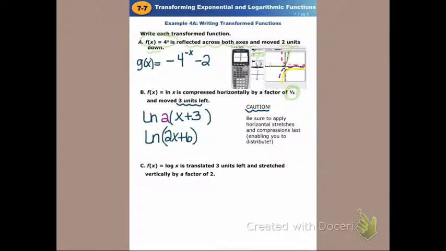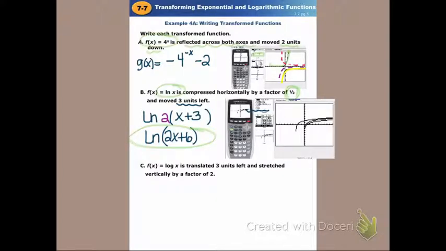And just to make sure that that did what it was supposed to do, which is compress it by 1/2 and move it 3 units to the left, let's take a look at what the graph would look like. So I'm going to graph the original, and I'm going to graph our new one, and we're going to see if it did what it was supposed to do. So on my graph, I showed the different layers. I showed the compression horizontally in y sub 2, but ultimately the final graph we're looking for is this natural log of 2 times x plus 3, or 2x plus 6.